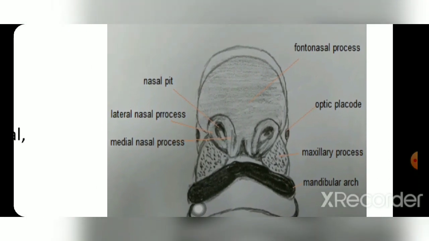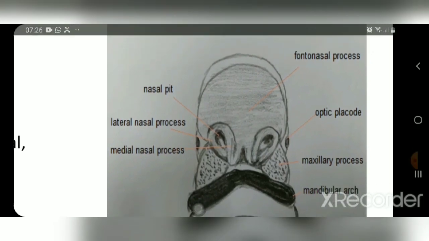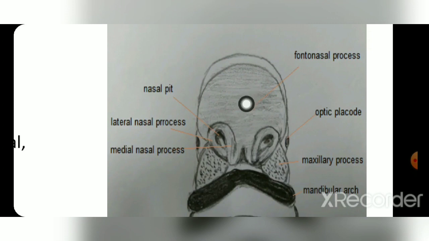This is a ventral view of an embryo of approximately 33 days. It shows the frontonasal process, maxillary process, mandibular process, and the caudal part of the frontonasal process divided by the nasal sac into medial nasal process and lateral nasal process. The face is developed by the fusion and merging of the 5 processes around the stomodeum, that are the frontonasal process, maxillary processes, and mandibular processes.